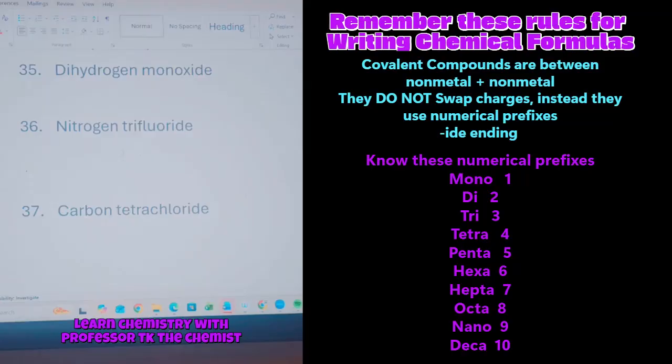Okay, so dihydrogen monoxide, look at that, di is 2. Hydrogen, you rewrite that as H2. Mono is 1, so we don't have to write the 1. Just bring the O down, H2O. Yes, nitrogen trifluoride, rewrite that as F3 and then N. So NF3.